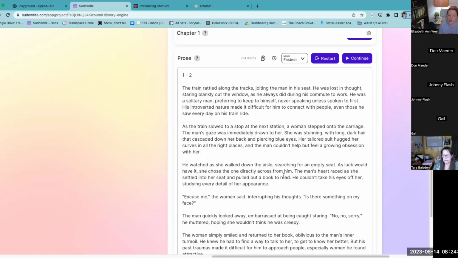The train rattled along the tracks, jolting the man in his seat. He was lost in thought, staring blankly out the window, as he always did during his commute to work. He was a solitary man, preferring to keep to himself, never speaking unless spoken to first. His introverted nature made it difficult for him to connect.